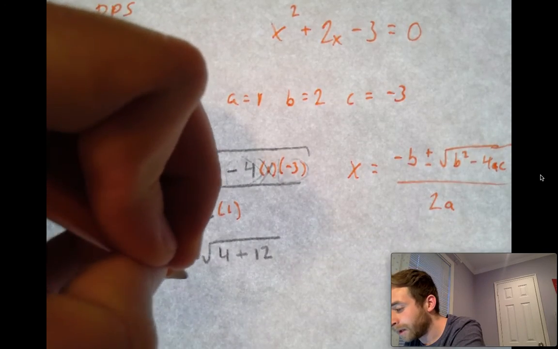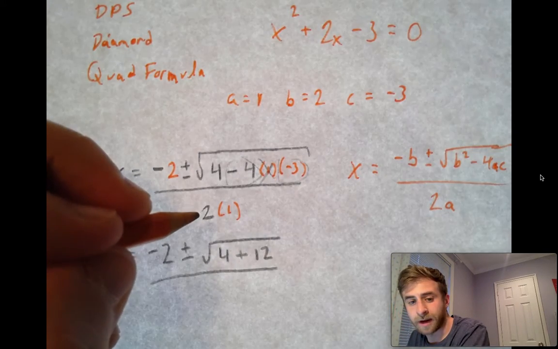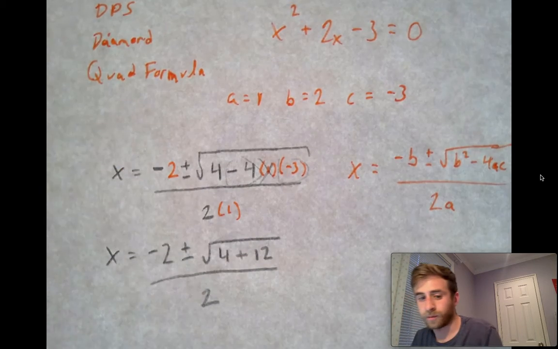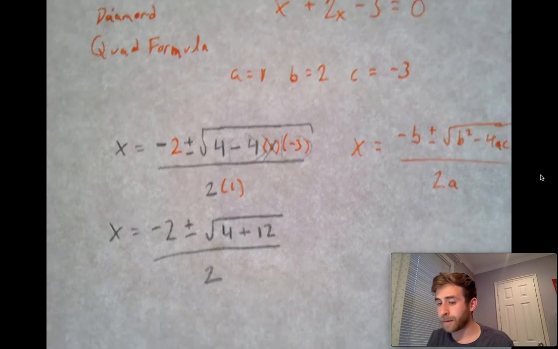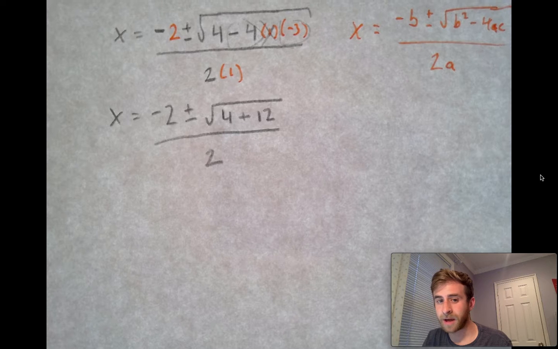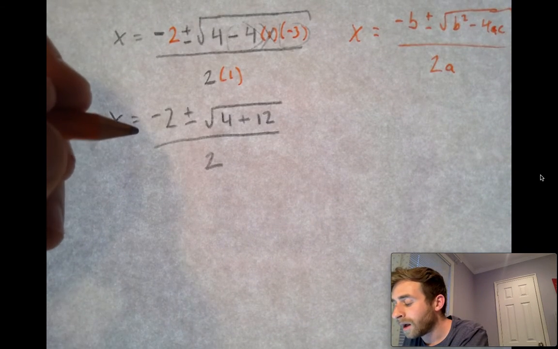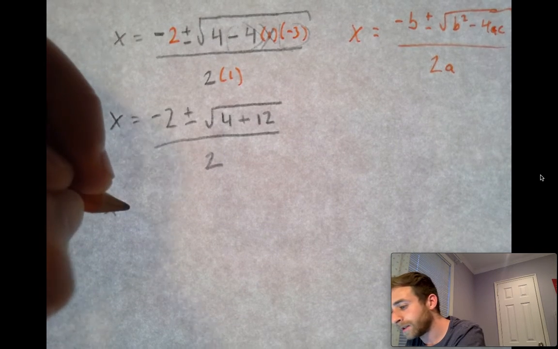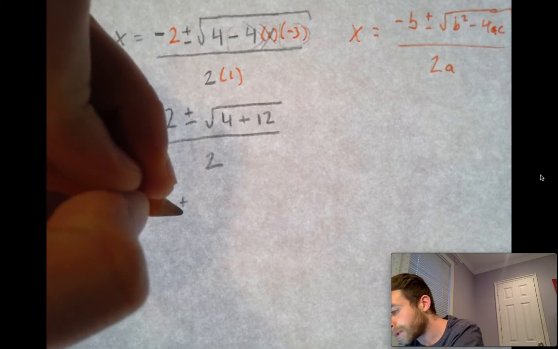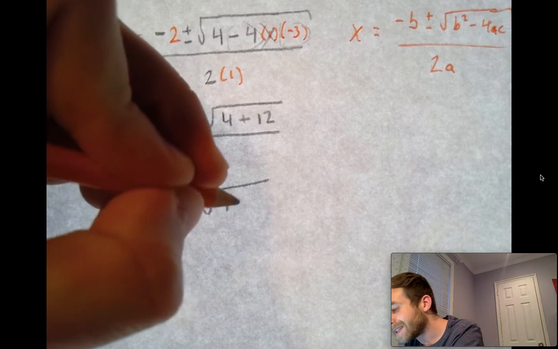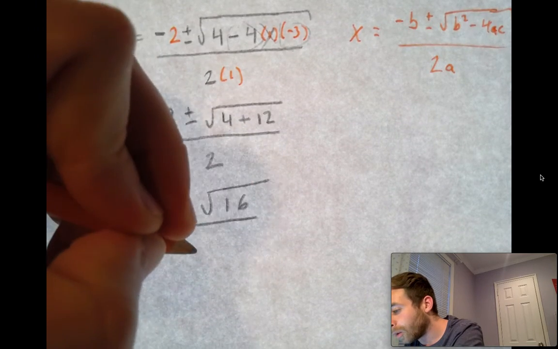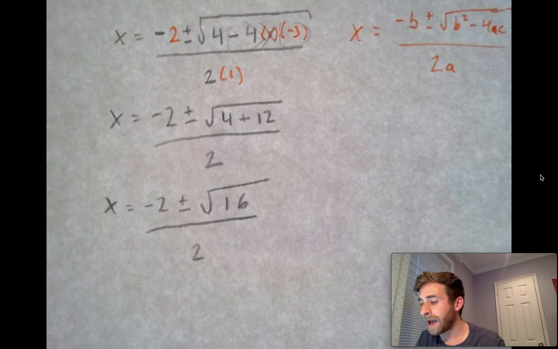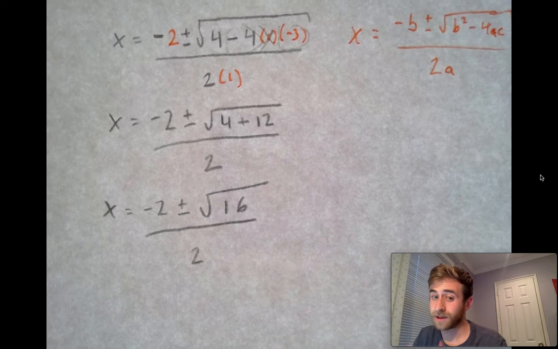And then on the bottom, I'm also going to do this group on the bottom here. 2 times 1 is just 2. Looking good so far. I'm going to keep scrolling down on the paper a little bit just to see how it goes. Inside of this grouping over here, x equals negative 2 plus or minus the square root of 16 all over 2. And that was just 4 plus 12 is 16.